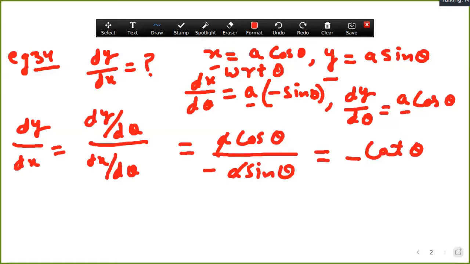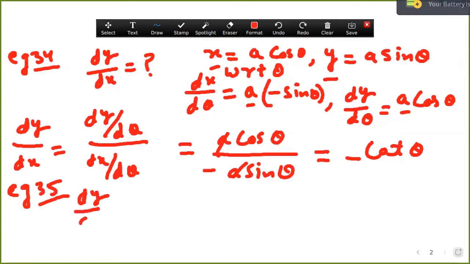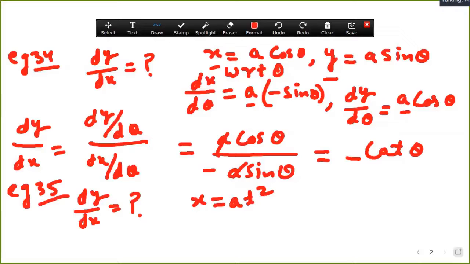Now next, example number 35. In example number 35, you have to calculate dy upon dx. What is written? X in the parameter t. X is equal to a t square, and y is equal to 2at. Now I think it's easy to get dy upon dx.